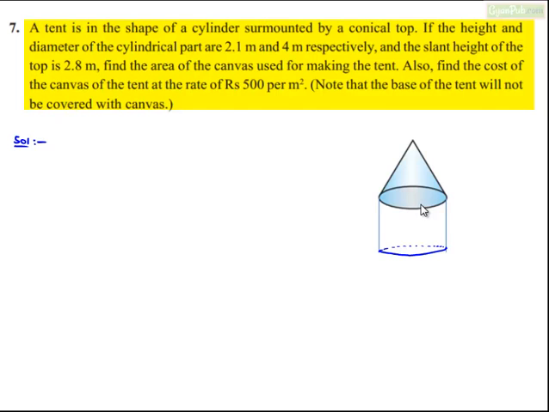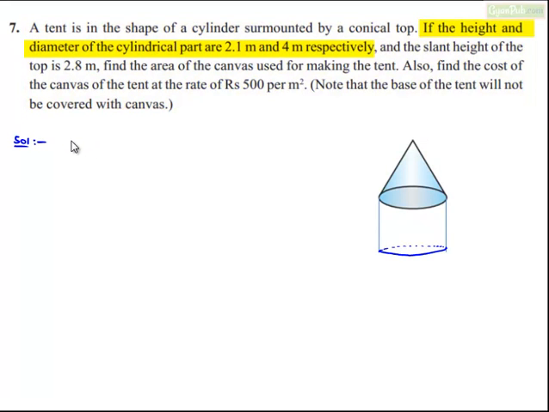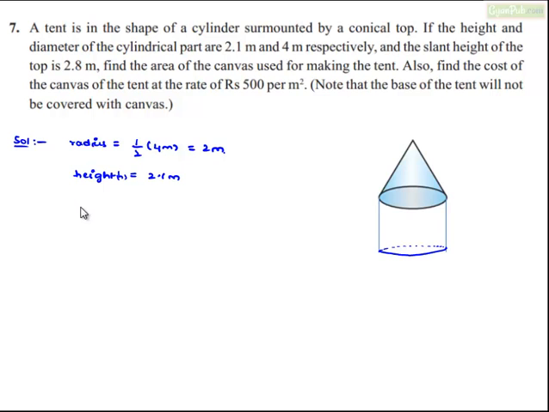Here a tent is given, which is nothing but a cylinder surmounted by a cone. He has given that the diameter of the cylindrical part is 4 meters. So here the radius will be equal to half of the diameter, that is half of 4 meters, which is equal to 2 meters. And he has given the height of the cylinder as 2.1 meters, and the slant height of the cone, L, is equal to 2.8 meters. So let us represent it here. It is 2.8 meters. The diameter is 4, so the radius will be 2, and the height is given as 2.1 meters.